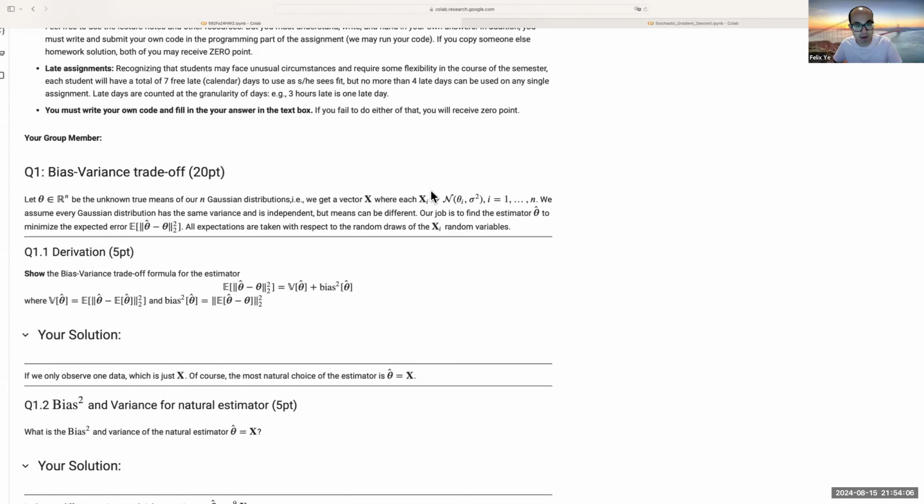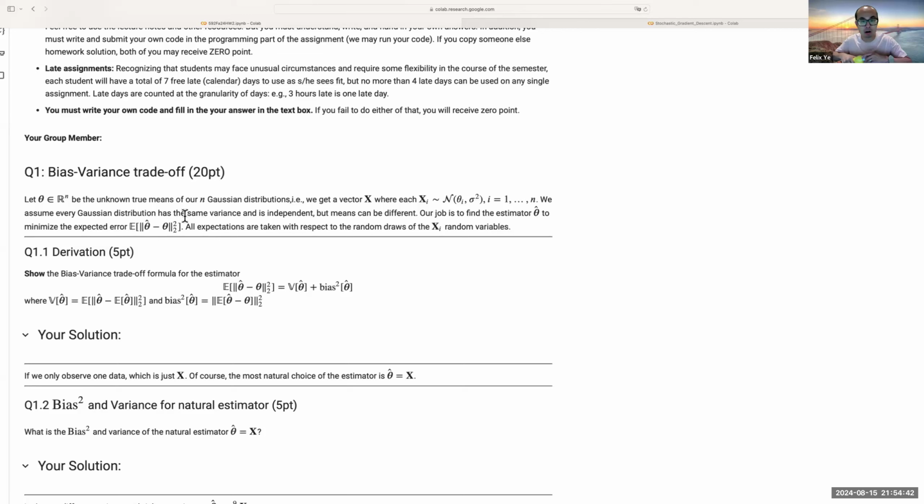So we get some vector x, and xi follows some distribution with a mean of theta i and the same variance sigma square. We assume every Gaussian distribution here has the same variance and is independent, but the means will be different. Our job is to find an estimate theta hat to minimize this expected error, which is basically the testing expected MSE.